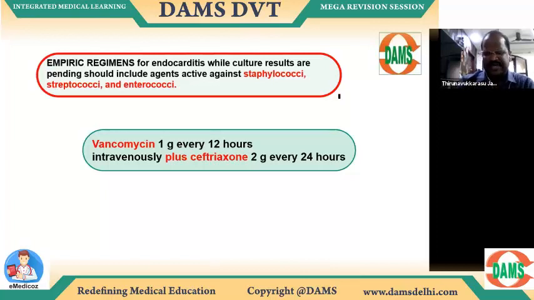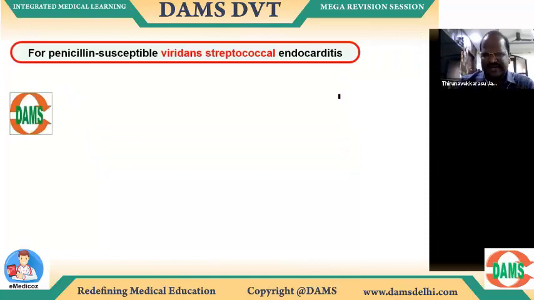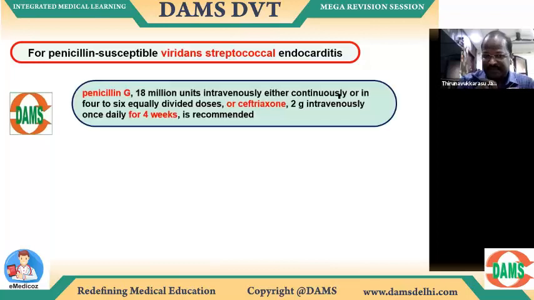If the report came, for example, if the infective endocarditis is due to Streptococcus viridans, and the culture sensitivity shows this organism is susceptible to penicillin, how can we approach this case? If it's susceptible to penicillin, we can go for penicillin G, 18 million units intravenously, either continuously or in 4 to 6 equally divided doses. So penicillin G, or we can use ceftriaxone 2 gram intravenously once a day for 4 weeks. It's a common recommendation for penicillin susceptible Streptococcus viridans.